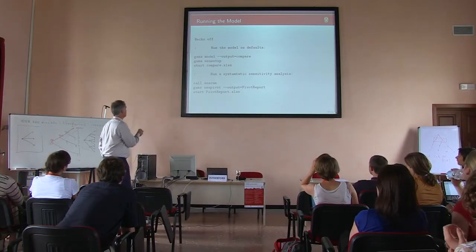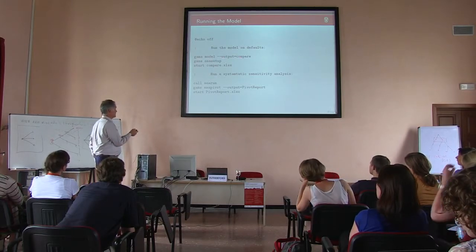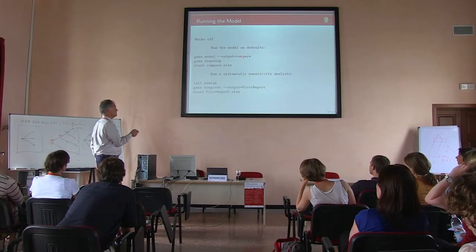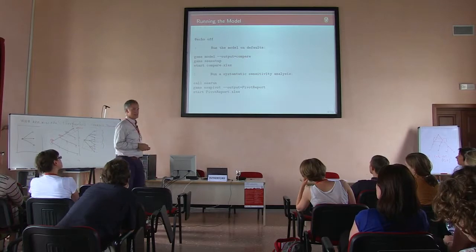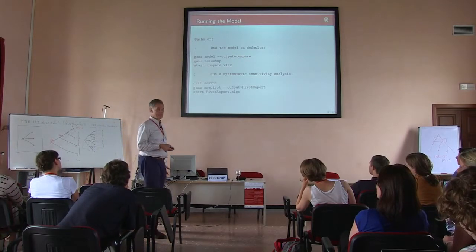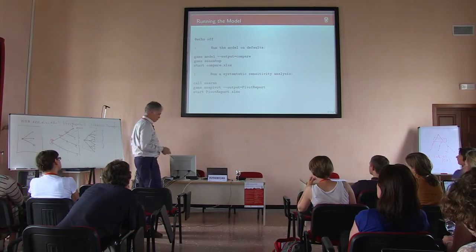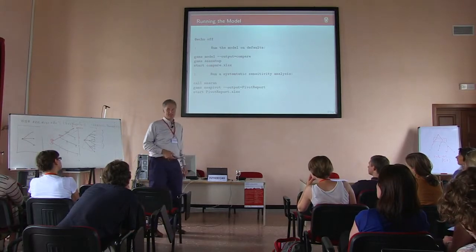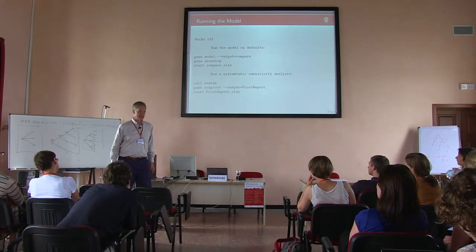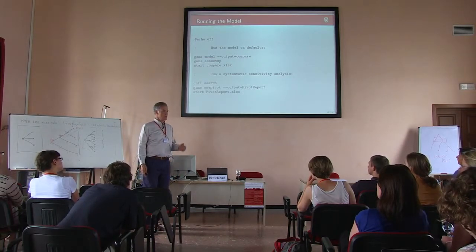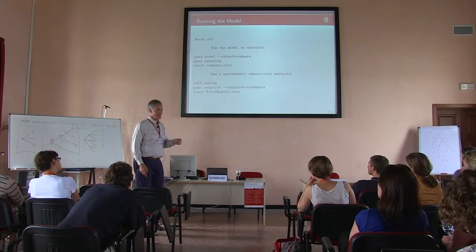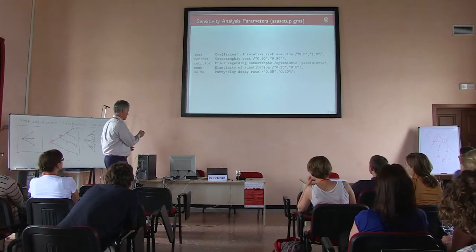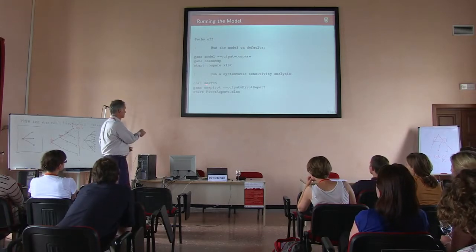So you say GAMS model output is equal to compare. That says generate an output file with results in compare.xls. That's basically a report for the current run. And then I have this thing called SSA setup that says generate a systematic sensitivity analysis for me with the parameter values that are specified in that program. It's a GAMS program that writes a batch file to run the model. And then it says start SSA run. So there's the thing that runs the model.